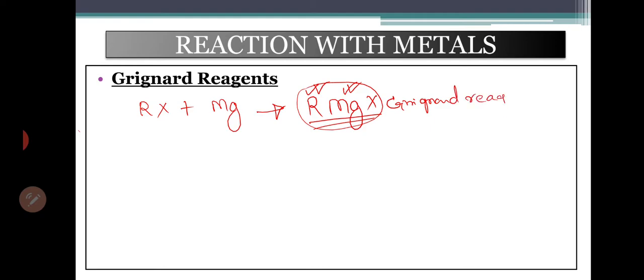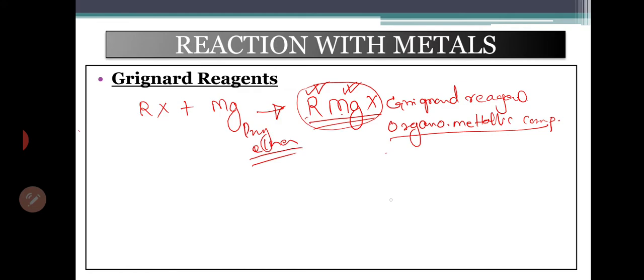Grignard reagent, and this one is an organometallic compound. Why? Because here the bond is between your metal and your carbon, so it is an organometallic compound. Now the preparation of your Grignard reagent is from alkyl halide with magnesium. The reaction will take place in dry ether. Now this dry condition is very important, so this has to be maintained, right? Why? Because of the presence of moisture.